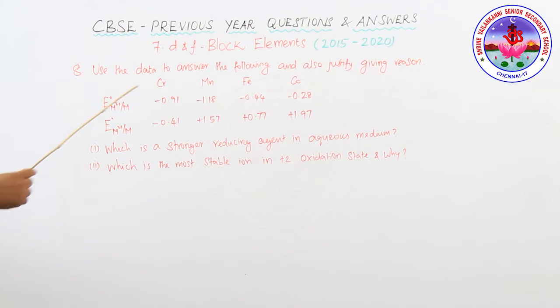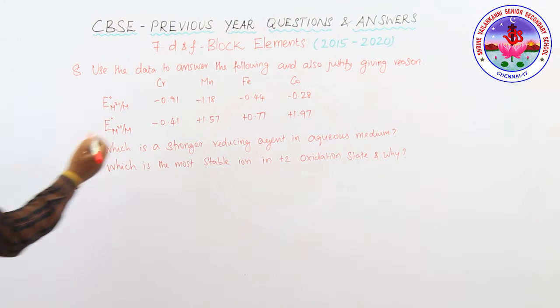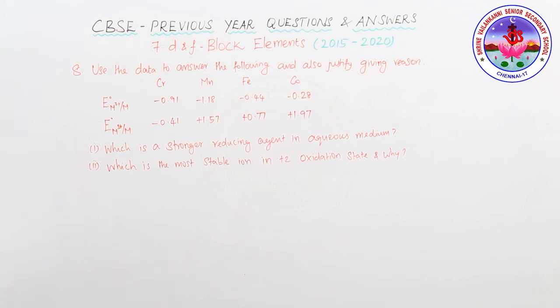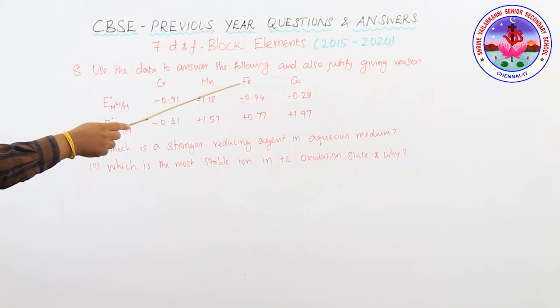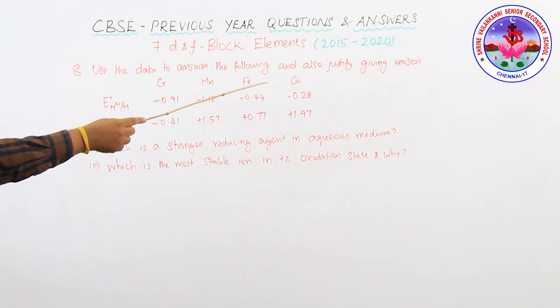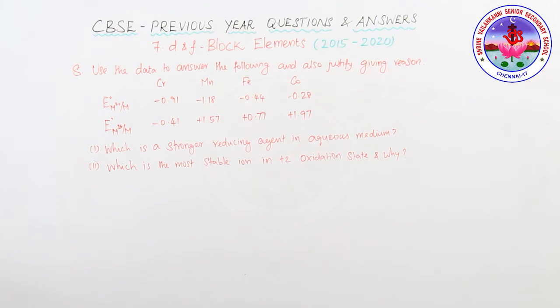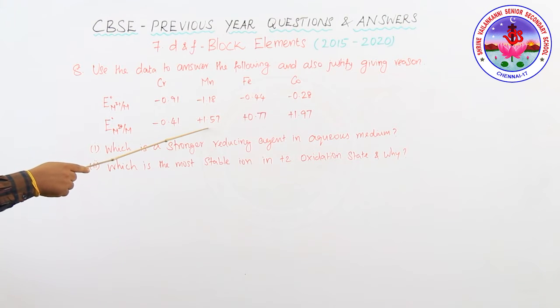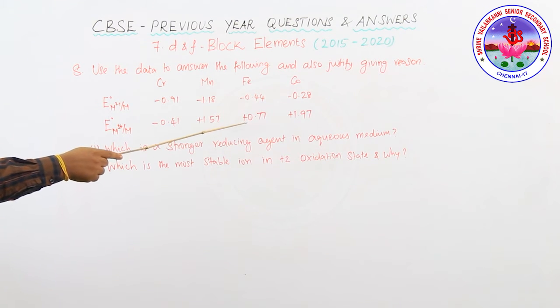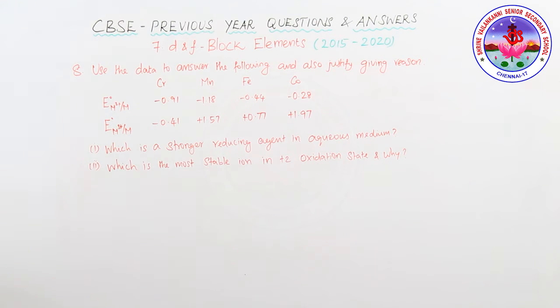Look at this question. Use the data to answer the following and also justify with a reason. The E0 values are given for the metal 2+ ion and the metal 3+ ion. For M2+: chromium is -0.91 volt, manganese -1.18 volt, Fe -0.44 volt, and Co -0.28 volt. For the +3 oxidation state: -0.41 for chromium, +1.57 volt for Mn, +0.77 volt for Fe, and +1.97 for Co. So the data are given.